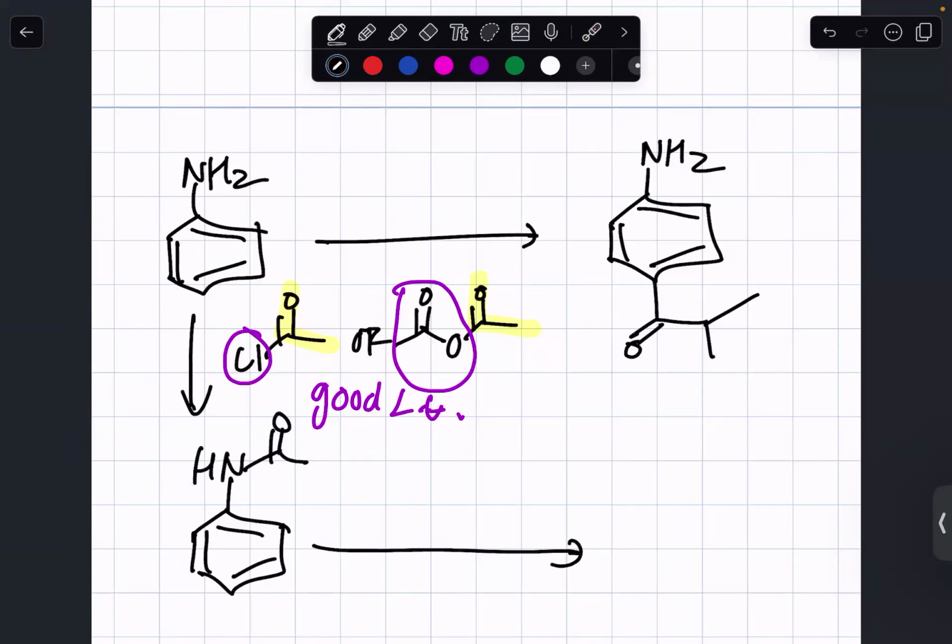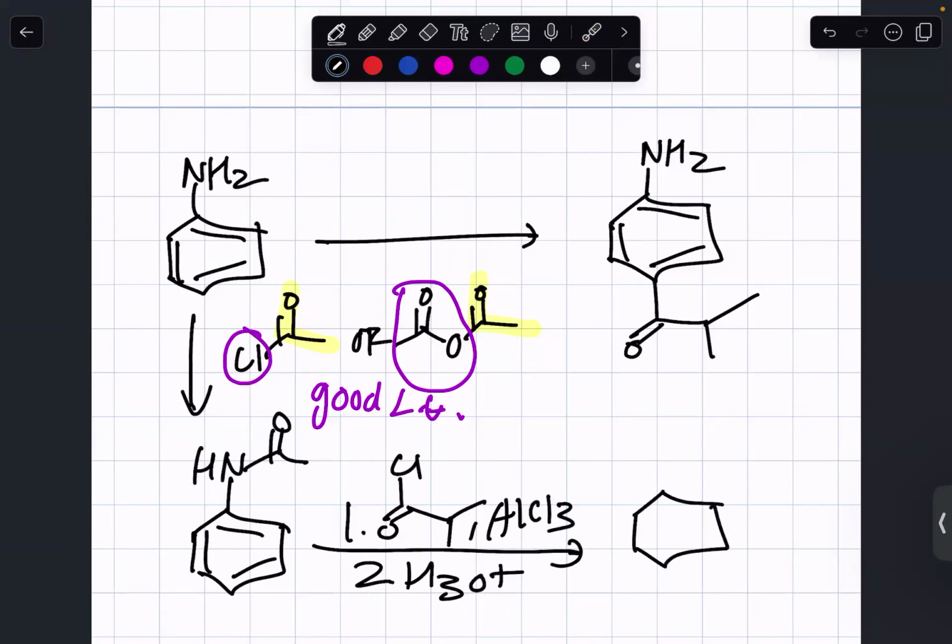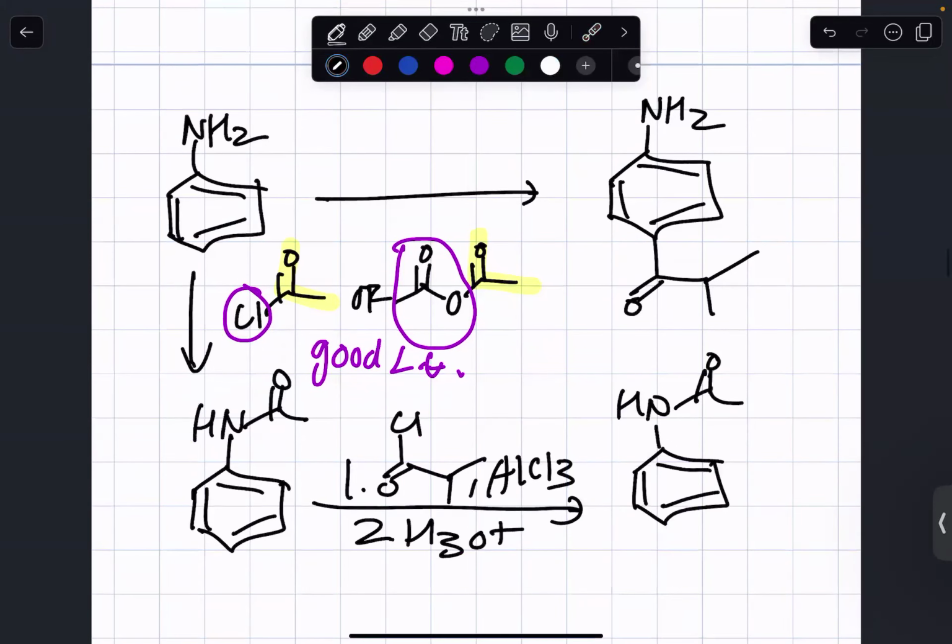Then we can do the Friedel-Crafts reaction we want to add that acyl group onto the benzene ring, like this. Boom, boom, boom. And H. Okay. And now to deprotect it, we gotta use acid, water, and heat as the first step.